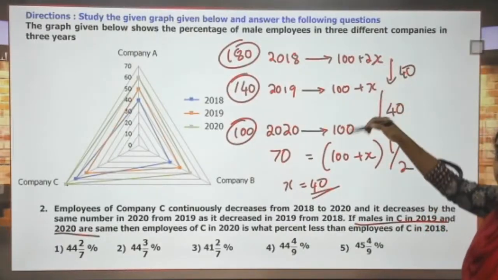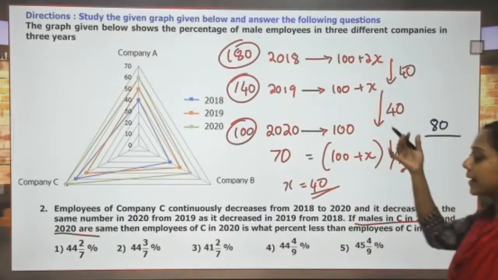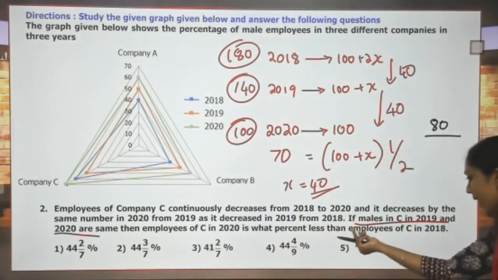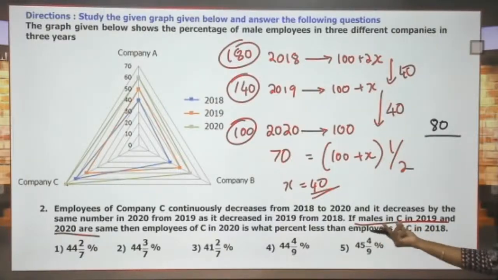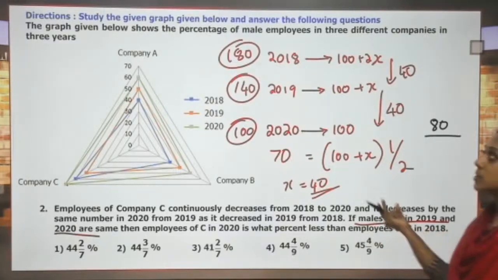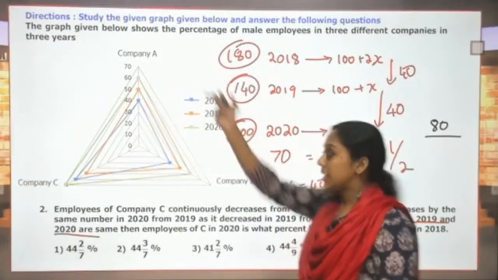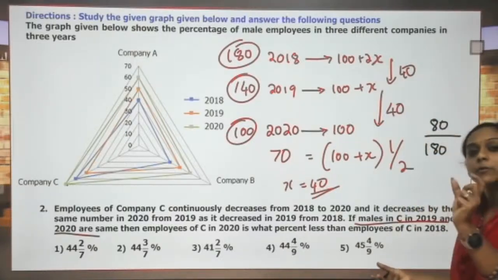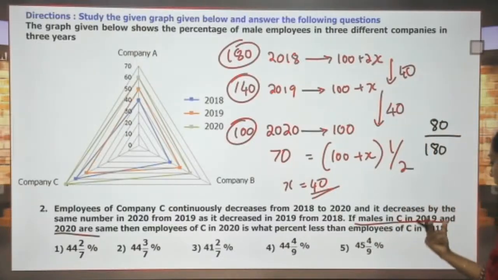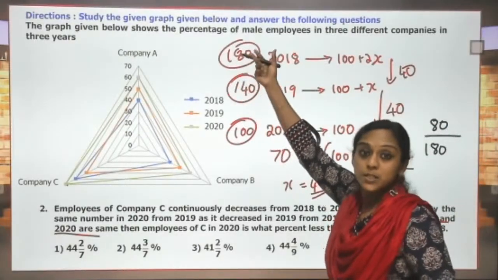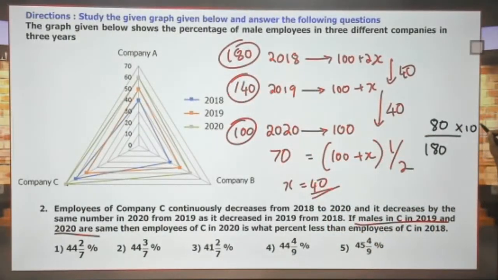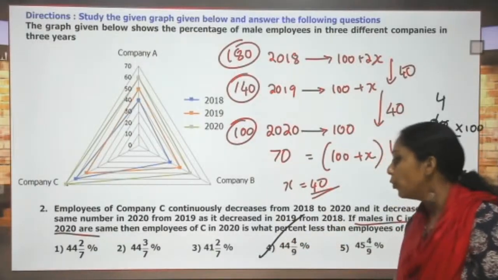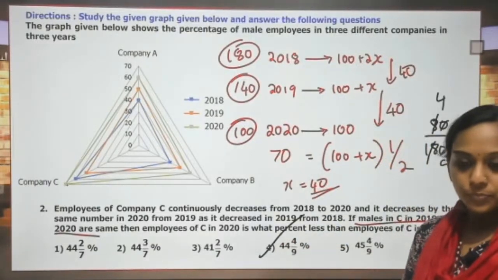So let's find out what is the decrease. It is compared with respect to, less than. After that, what is given? It is compared with employees of C in 2018. 2018 is 180, so it is compared with 180. The difference is 80. Less than or more than means you have to take the difference. The difference is 80 and it is compared with the value of 2018, which is 180, into 100. Simplified, 400 by 9. 400 by 9 means that will be option 4. 400 by 9 percentage.